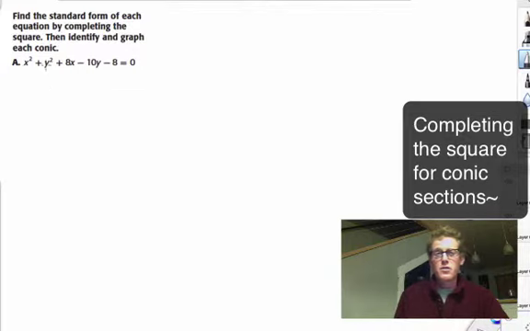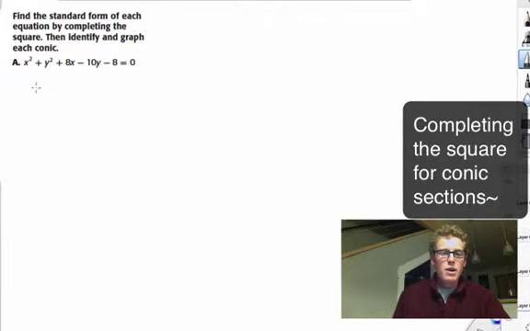Completing the square stuff is great and all, but how do we apply it to conics? Okay, so here's an example of how we're going to apply this to conics. In this question, we need to find the standard form of each equation by completing the square, then identify and graph each conic. Okay, let's do this.